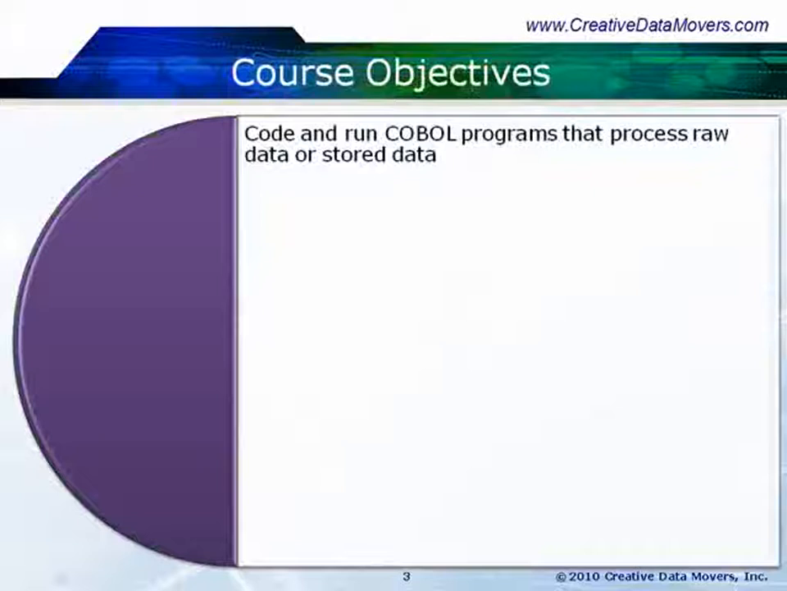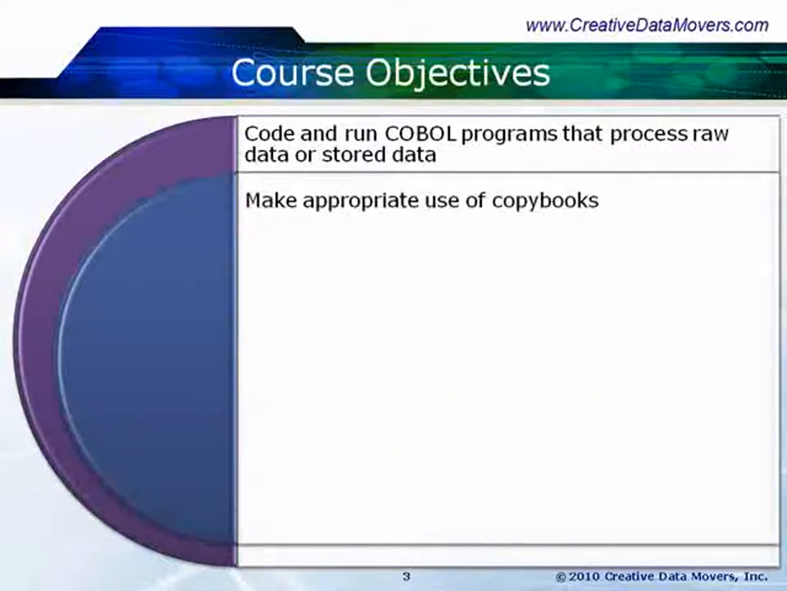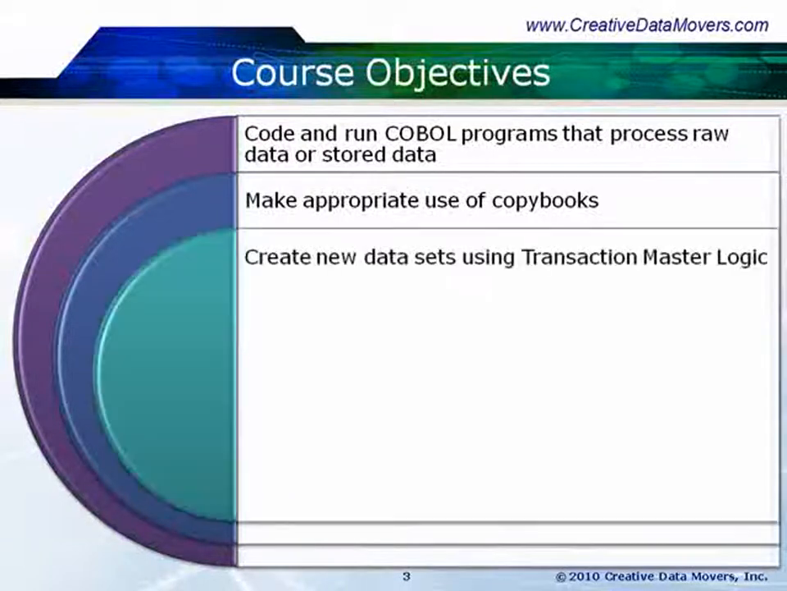Our objectives for this course are to code and run COBOL programs that process raw data or stored data. I will be providing the JCL that you need in order to run those, and suggested JCL for various alternatives. We're going to use copybooks. Copybooks are a way of what I call defensive programming. Like defensive driving, using copybooks is a way to stave off problems, errors that you might otherwise make when you code your program. It standardizes the use of variables across a number of programs.